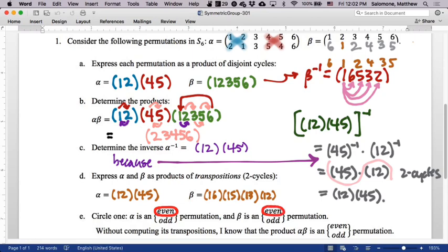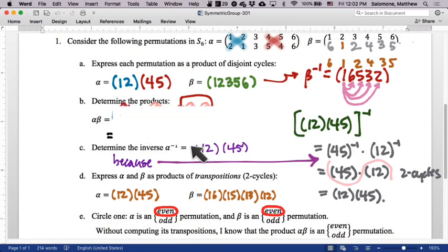So without computing alpha beta, without actually finding the transpositions, well, we know alpha beta is this, right? But if we didn't know that, how would we know whether it's even or odd? If we didn't know that alpha beta happened to be a 5 cycle, just knowing that alpha looks like this and beta looks like this, if I multiply alpha and beta, how many transpositions will I have altogether? 6 of them. 2 coming from alpha, and then 4 coming from beta.